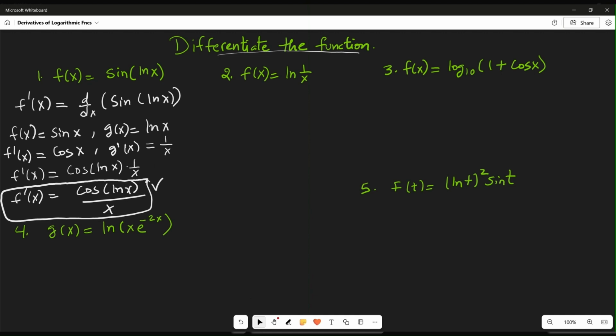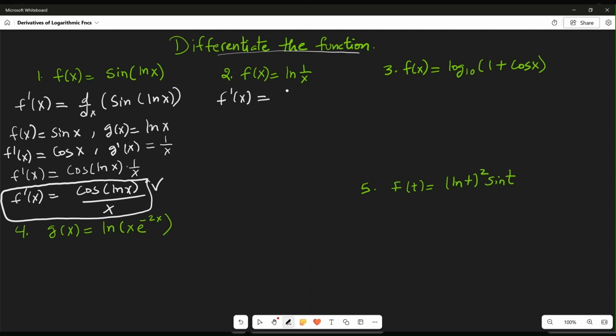Okay, let's go over number 2 now. This f of x is equal to natural log 1 over x. Just looking at this, recall that the derivative of natural log x is equal to 1 over x. But in this case, x is equal to 1 over x. So, same thing, right? Chain rule.